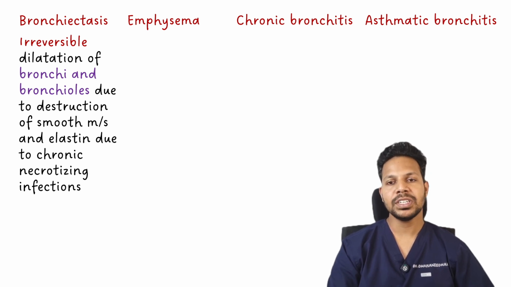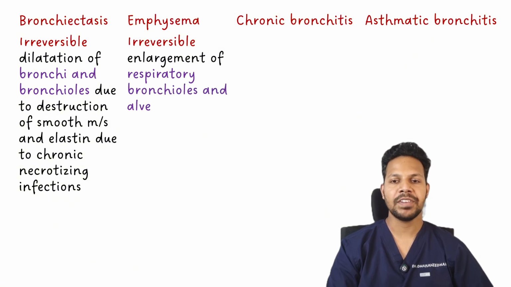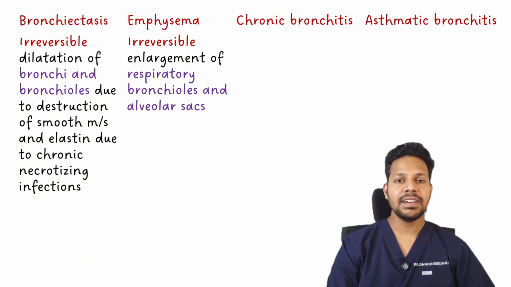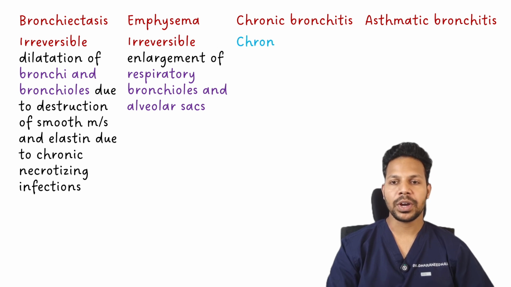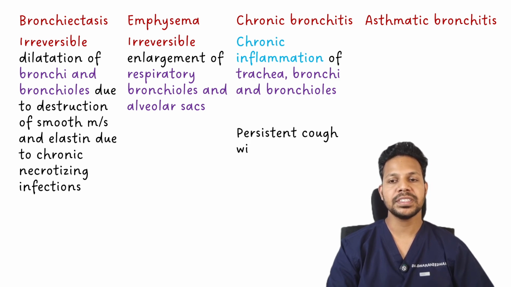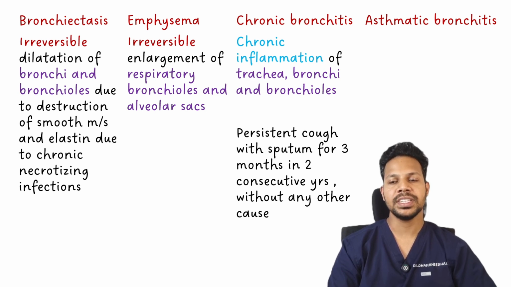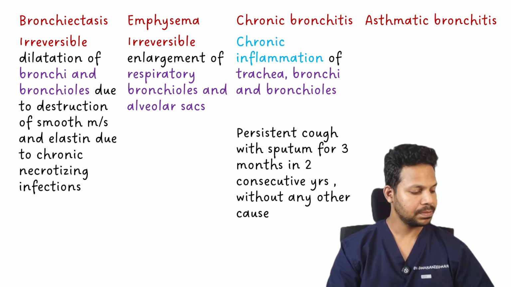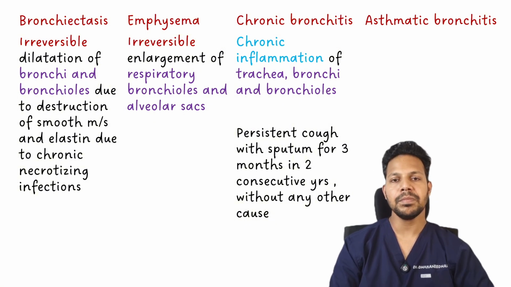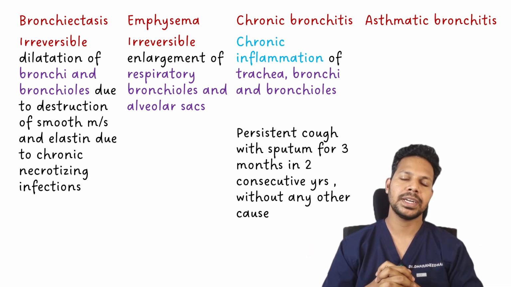Emphysema is also irreversible enlargement of respiratory bronchioles and alveolar sacs. Then we have another part of COPD, which is chronic bronchitis. This is chronic inflammation of trachea, bronchi and bronchioles, and chronic bronchitis has been defined as the persistent cough with sputum for 3 months in 2 consecutive years without any other cause found. Right, this is chronic bronchitis. So emphysema and chronic bronchitis are the two different spectrums of chronic obstructive pulmonary disease.